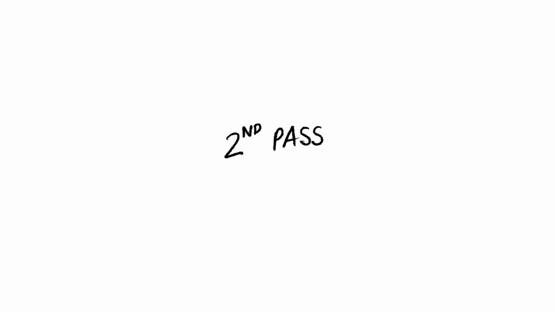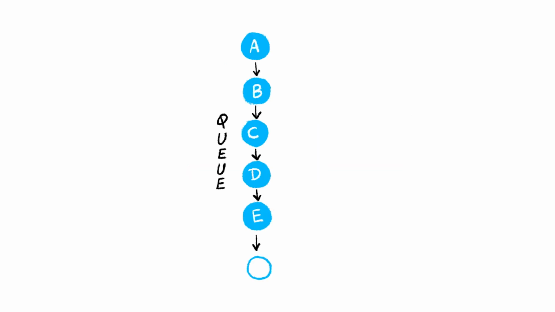In the second pass, we start from the bottom of the queue and move towards the top, resolving the sizes of parents that are dictated by their children.